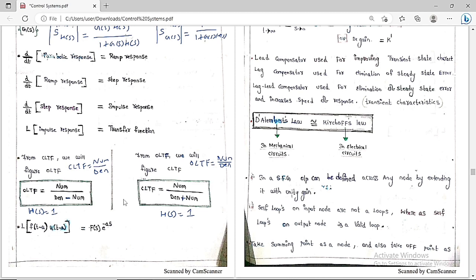Open loop transfer function is G of S into H of S. So these things you always have to keep in your mind.